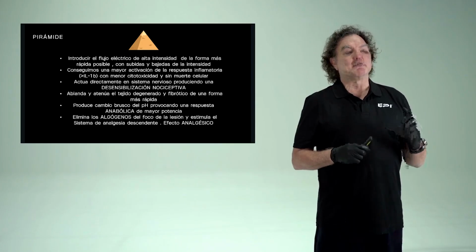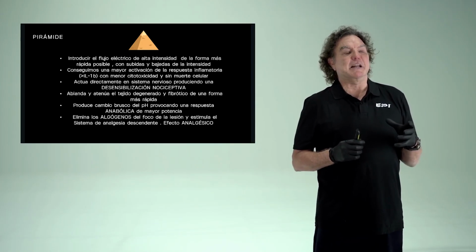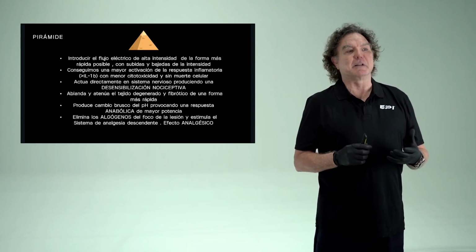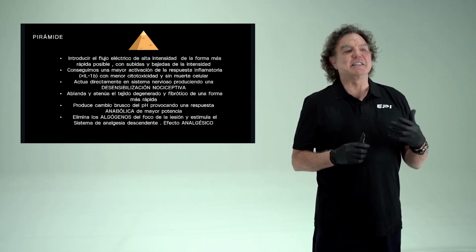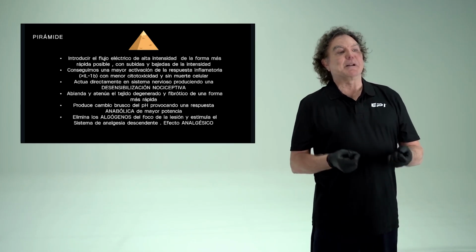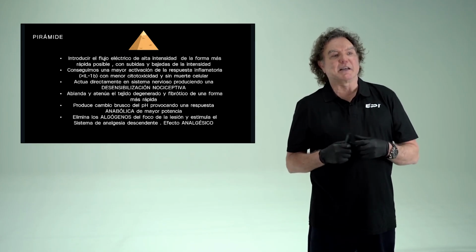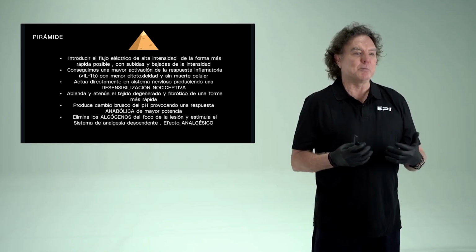Also, when we perform this pyramid, what we are doing in a way is acting directly on the nervous system, producing a nociceptive desensitization. We are also going to soften that tissue. We are going to reduce that degenerated and fibrotic tissue much more quickly.